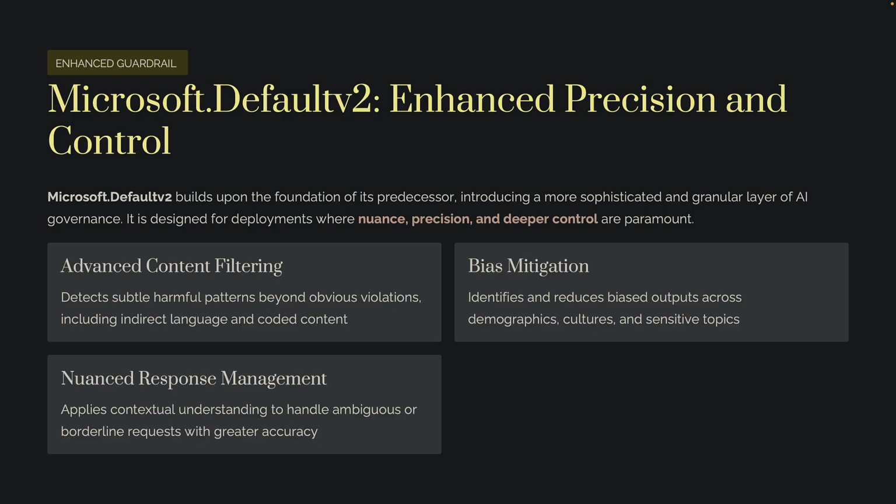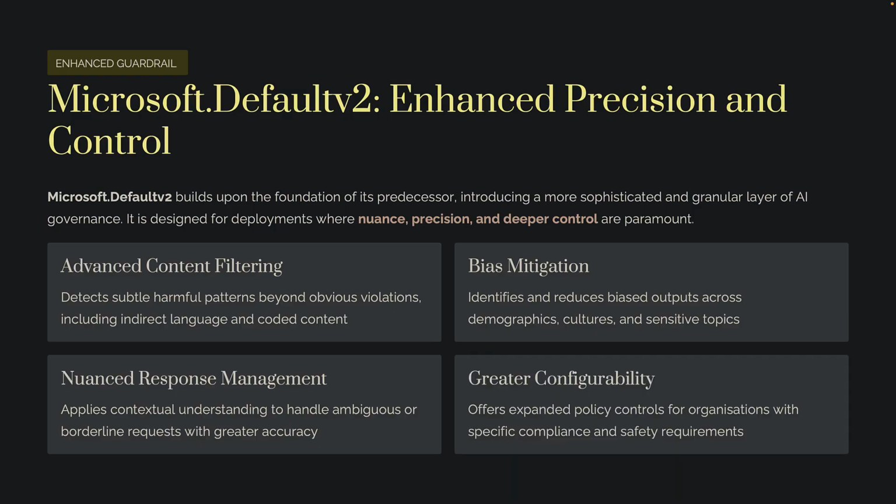Then we talk about nuanced response management, which is severity and context. It handles ambiguous or borderline requests, right? It uses severity levels like low, medium, high threshold, allowing partial filtering instead of full blocking, and context-based decisions. Very important, right? Then it is much more configurable, so you get fine-grained control. You can configure risk categories like hate, violence, severity thresholds, intervention points, and you can control what gets sent to the tools, what comes back, and what reaches the user, right?